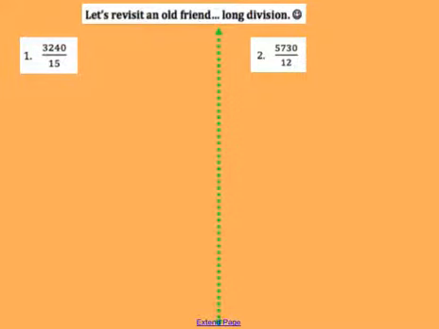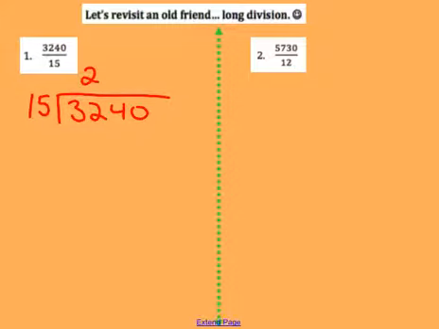Here, if we remember, we put the 15 out front. Right, that's the divisor. The dividend goes on the inside. 15 divided by 32 is 2. 2 times 15. Remember here, you subtract these two lines. So 32 minus 30, there's going to be a remainder of 2. Bring down the 4. That's just going to be 1 times 15.